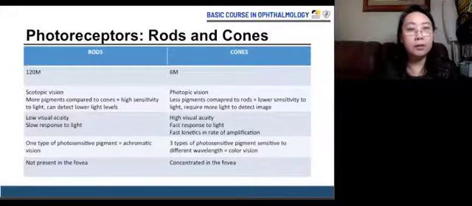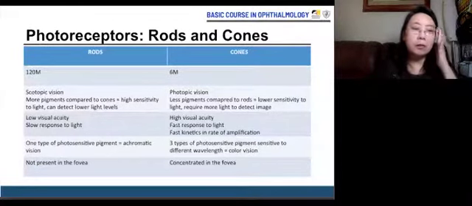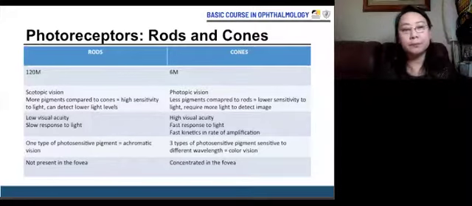In contrast, cones are responsible for photopic vision. They are less sensitive to light but give better or higher visual acuity. They have 3 types of photopigments which allow for color discrimination.